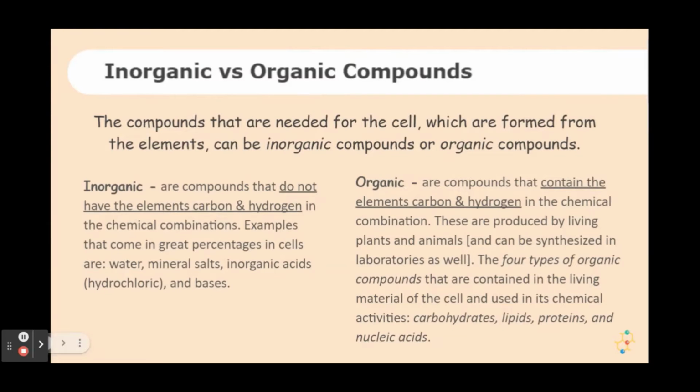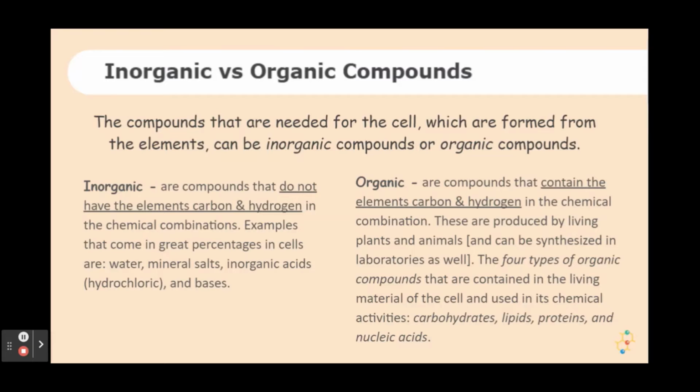Inorganic versus organic compounds. So the compounds needed for the cell, which are formed from the elements, can be inorganic compounds or organic compounds. Inorganic compounds are compounds that do not have the elements carbon and hydrogen in the chemical combination. For example, they come in great percentages in cells, like water, mineral salts, inorganic acids like hydrochloric acid, and bases.